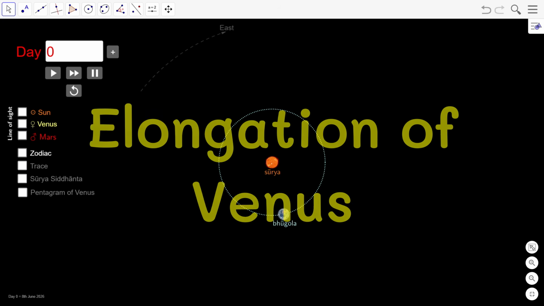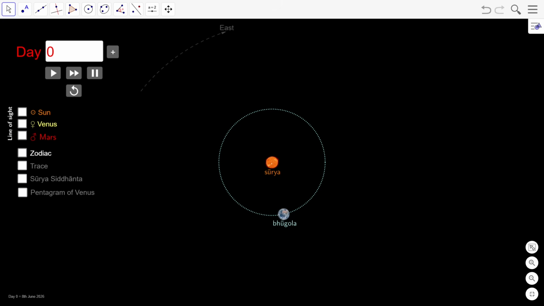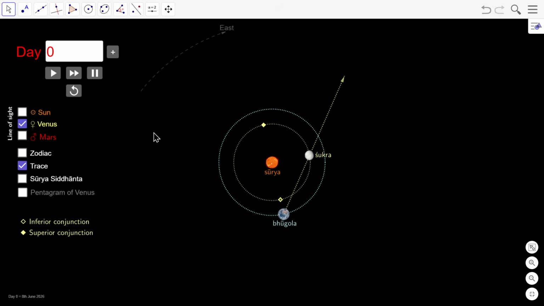And I'm saying this is the most important because the entire Hindu mathematics of Hindu astronomers to decide the accurate position of Venus in the sky is based on this idea of elongation. So let me start by once again showing you. This is the heliocentric model. Sun is at the center and Venus and Earth are going around the sun.